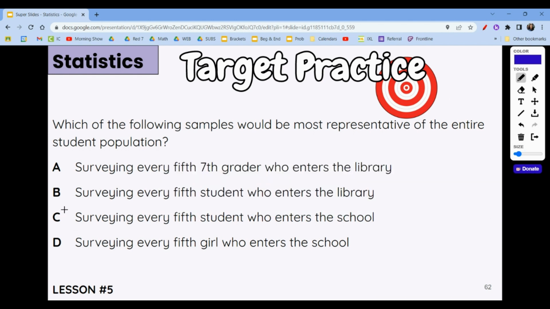Okay, you should have picked C. I wouldn't pick this one because this is only 7th graders. I wouldn't pick this one because it's only people that enter the library. And I wouldn't pick this one because it's only girls.